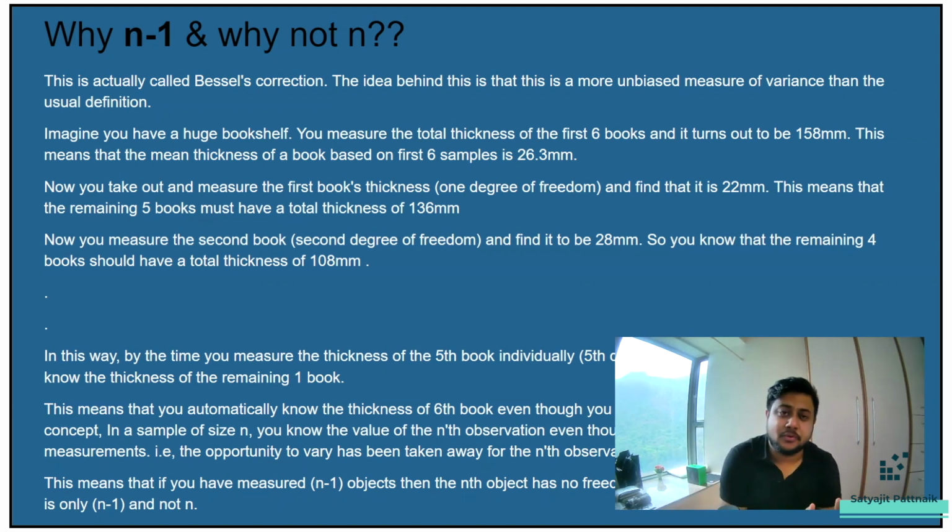While taking the fifth book, you already know that the remaining last book has some millimeters thickness. That means we don't need to calculate the sixth one. We don't need to have an assumption of that. So that's the reason we have this concept of n minus 1 for a sample and n for a population. This means that you have already measured n minus 1 objects, and the nth object has no freedom of change, right? So that's the reason we don't need the nth element for a sample case.